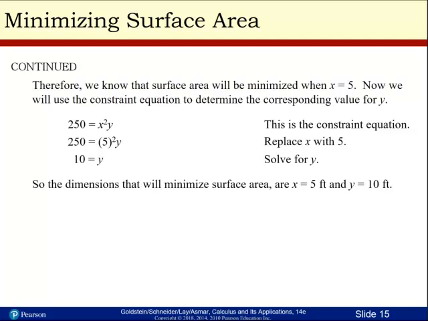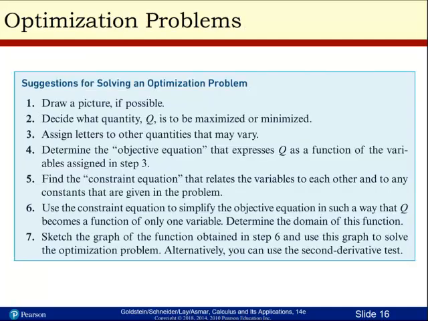Now, if we want to do some optimization problems, we have a few suggestions. The first thing, my favorite thing to do, is draw a picture, if possible. I really can't do any of these problems without drawing a picture. I always do it. Next, I need to decide what quantity, Q, is to be maximized or minimized. I know I'm going to have two different equations: an objective equation and a constraint equation. So I write down both of those two functions, and assign letters to the other quantities that may vary.